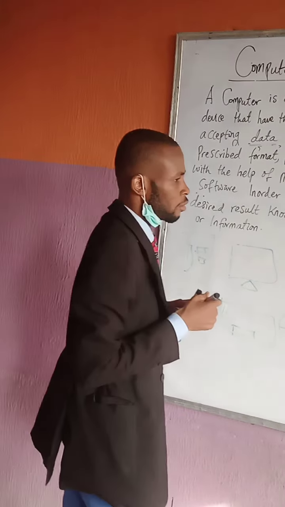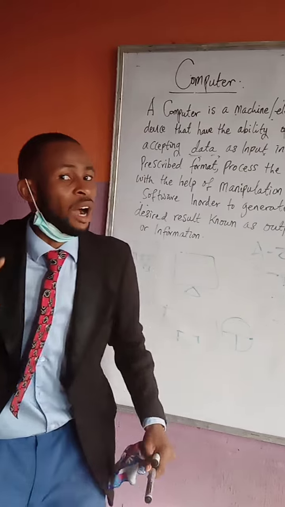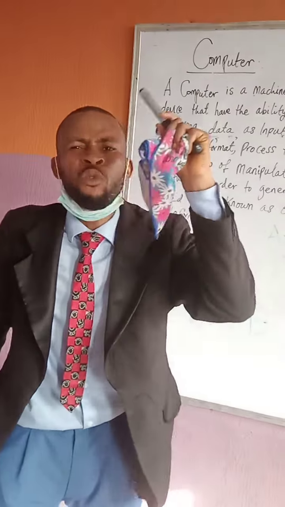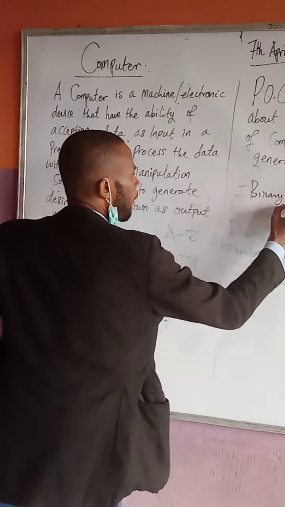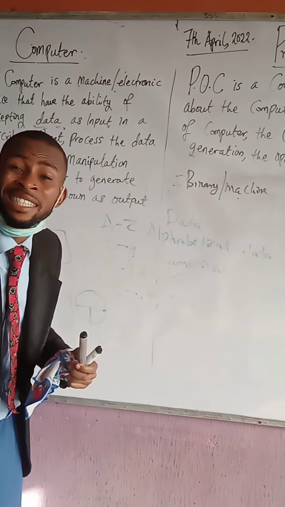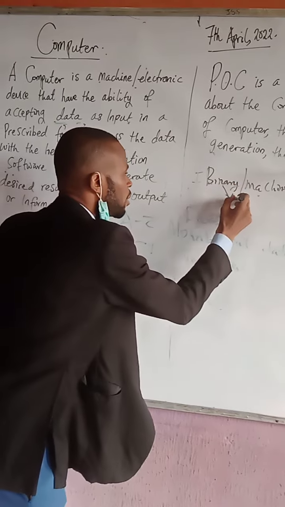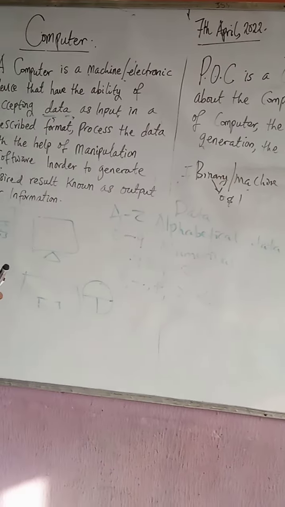Now let's take for instance, don't forget that computer does not understand English. Computer does not understand Hausa. Computer does not understand Igbo. The only language computer understands is called binary language or machine language. Somebody asks you, what is machine language? Machine language is the actual language that computer understands. I don't know what binary is? 0 and 1. Thank God you know what binary is, 0 and 1. Base 2 means binary.